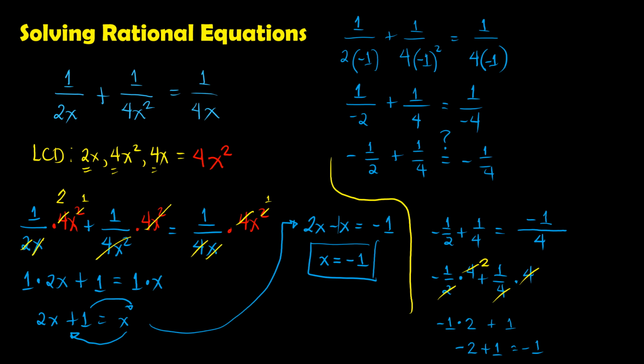If you notice, when we solved negative 1/2 plus 1/4, our answer is also negative 1/4, which is equal to the right side of our equation. Therefore, our answer x equals negative 1 is the correct solution for this rational equation.